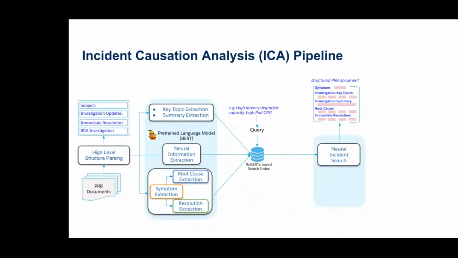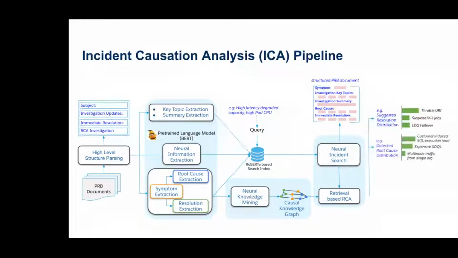We also have another module called neural knowledge mining, which takes the extracted information and builds a causal knowledge graph out of it. With this causal knowledge graph and the neural incident search, we can together serve something called retrieval-based root cause analysis. Given a query symptom like high latency, high pod CPU, it can suggest the possible resolutions or possible root causes, and also show the part of the causal knowledge subgraph which is relevant to the given query. For example, for this query, it detected that customer-induced SQL execution load is one of the possible root causes.